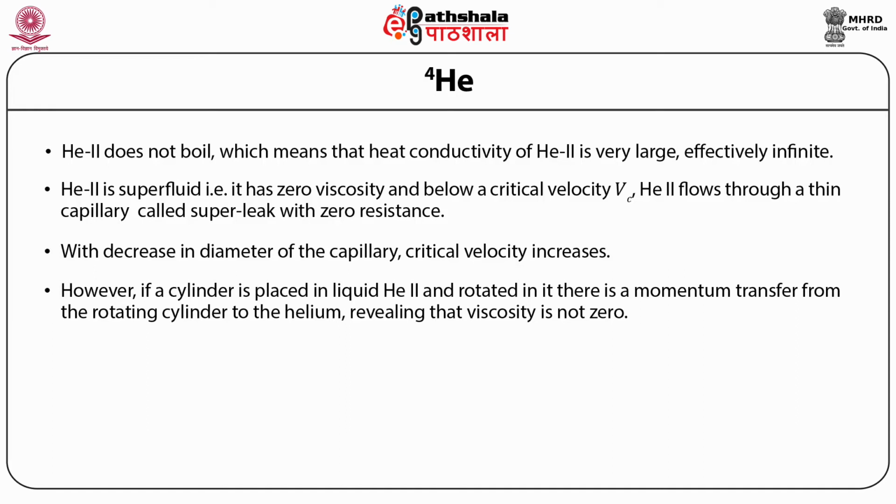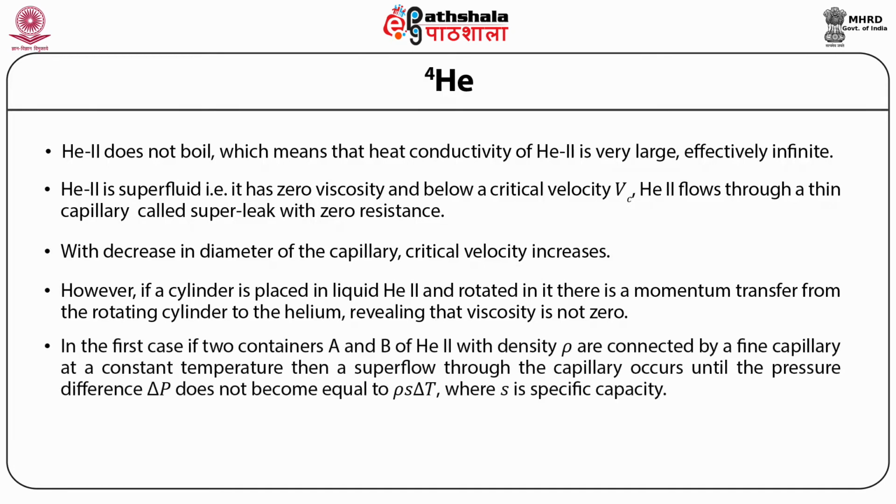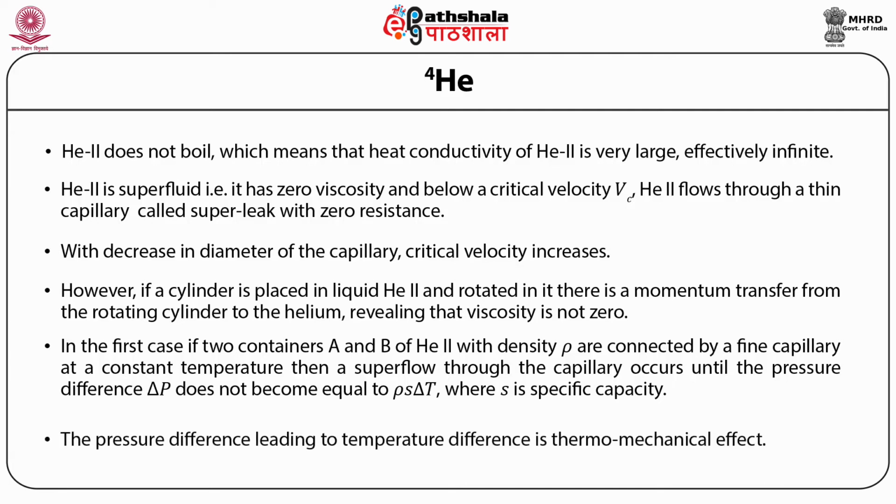Helium-2 shows the thermomechanical effect. In the first case, if two containers A and B of helium-2 with density ρ are connected by a fine capillary at a constant temperature, then a superflow through the capillary occurs until the pressure difference delta P becomes equal to ρ times S times delta T, where S is the specific entropy. The pressure difference leading to a temperature difference is the thermomechanical effect. If one of the containers is a thin tube, it shows a fountain effect.